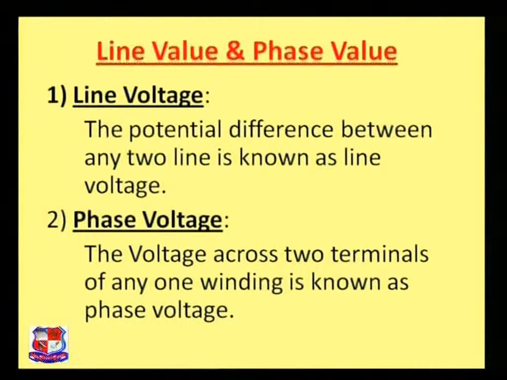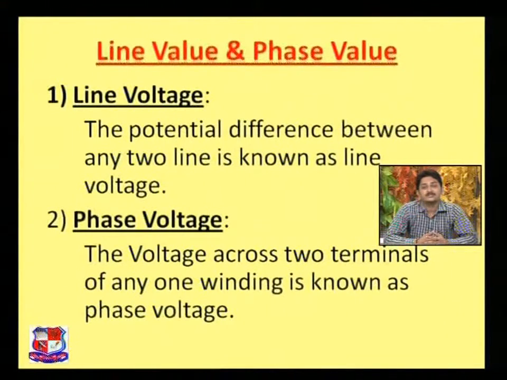The line value and the phase value. So for the line and the phase, that is the line voltage and the phase voltage. Now what is the line voltage? The potential difference, that is PD, or you can say a kind of voltage between any two lines is known as the line voltage. So in our previous figure, VAB is our line voltage between line A and line B. The phase voltage: the voltage across the two terminals of any one winding is known as a phase voltage. So for phase A, the voltage VA is known as a phase voltage, and the voltage VAB is known as a line voltage. So there is a somewhat small difference between the line voltage and the phase voltage.